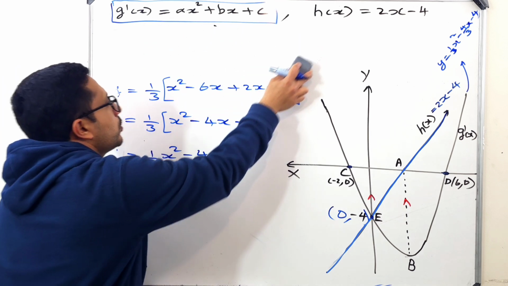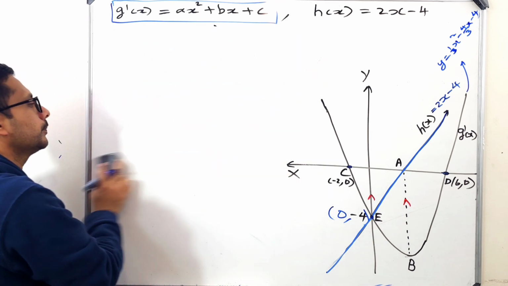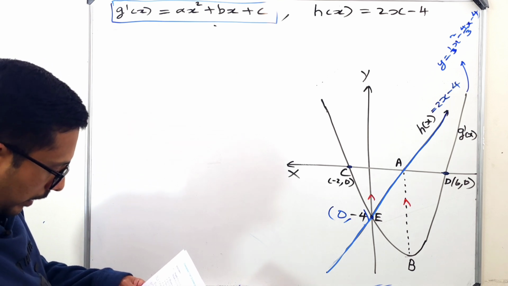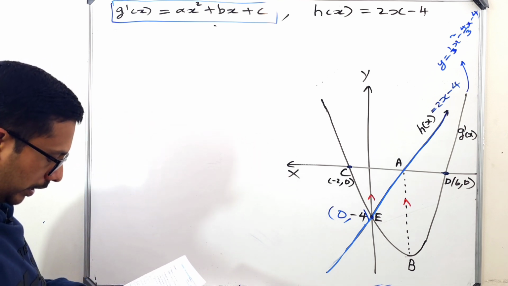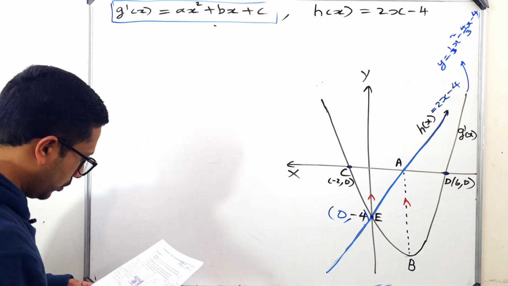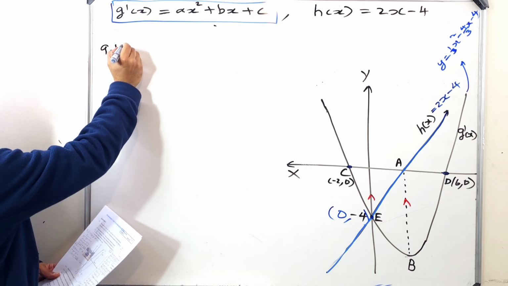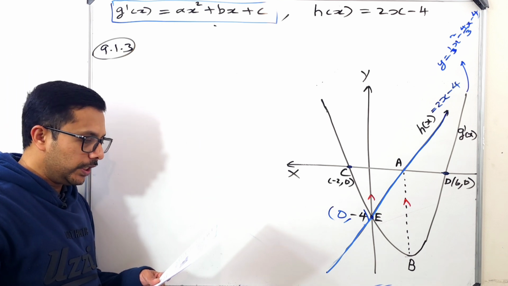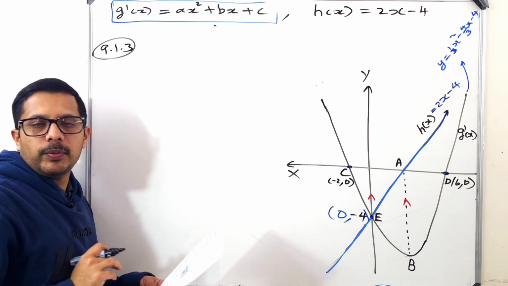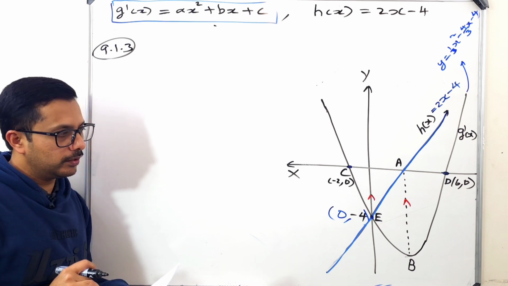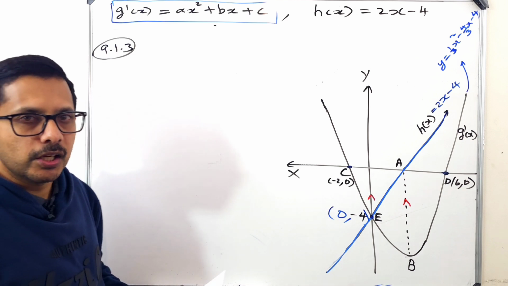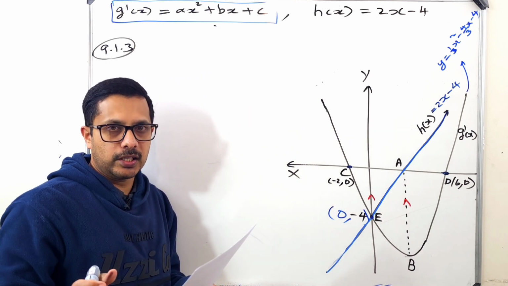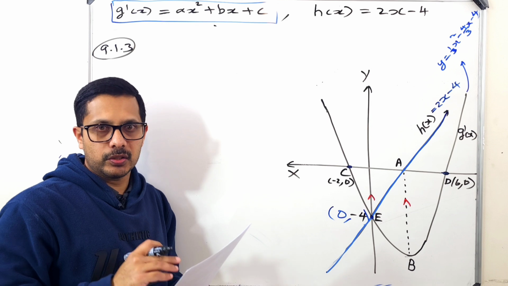Now let's move to the next question, 9.1.3. What is that question? Write down the x coordinate of the turning point of g. So tell me, guys, what is your answer? Turning point of g. So do one thing. You pause the video and try to get the answer by yourself. Okay. Then watch this one.